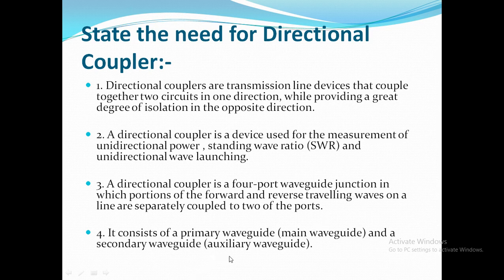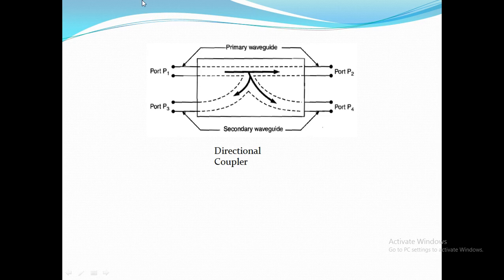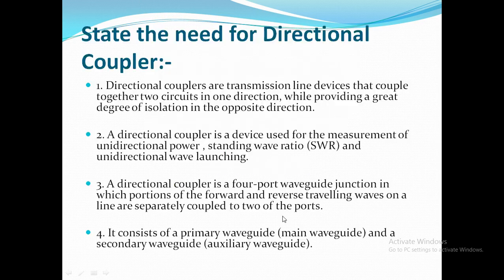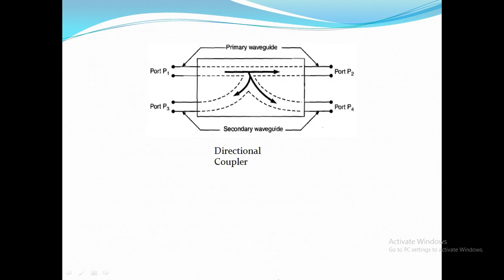It consists of a primary waveguide, that is the main waveguide, and a secondary waveguide, that is the auxiliary waveguide. So here it is a basic directional coupler. It has a four-port waveguide junction. It has primary waveguide ports 1 and 2 and secondary waveguide ports 3 and 4.